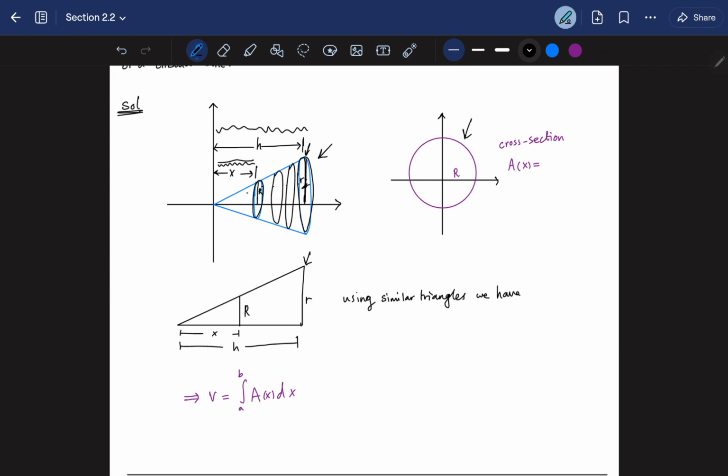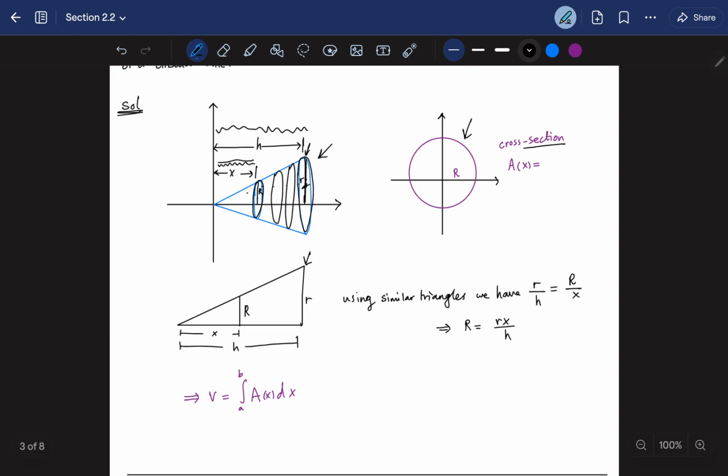And I know that the big triangle here and the smaller triangle here are similar triangles. So if they're similar triangles, they have ratios that could be helpful here. So if I take R over h, this is going to be equal to r over x. Then if you cross multiply, your r is just going to be Rx over h.